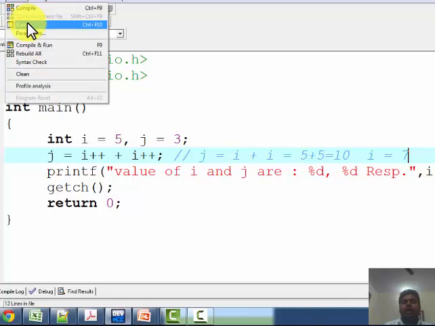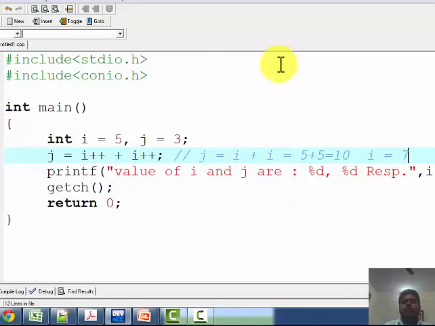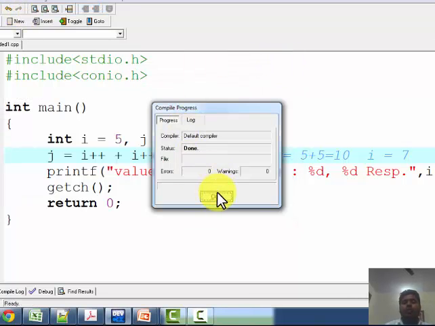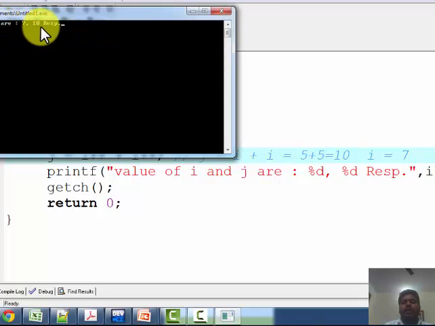We can check our values. See, the value of I is 7. We have to recompile the program, then we have to run. See, the value of I is 7 and the value of j is 10.